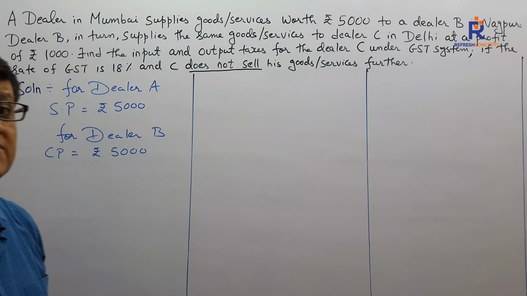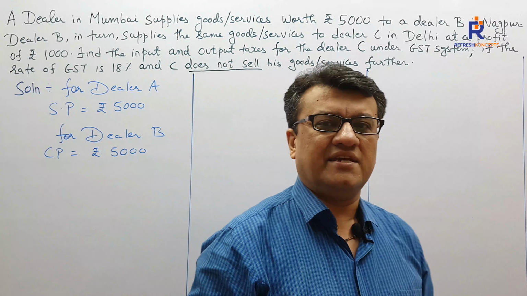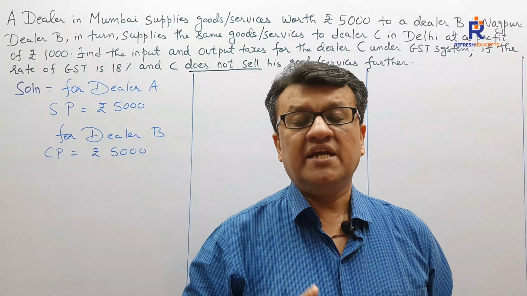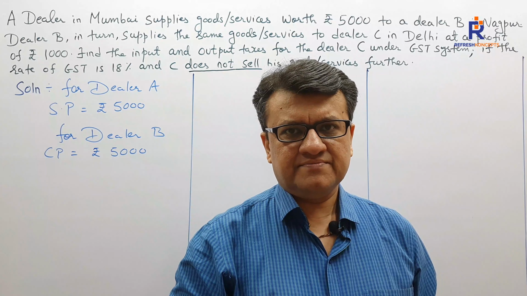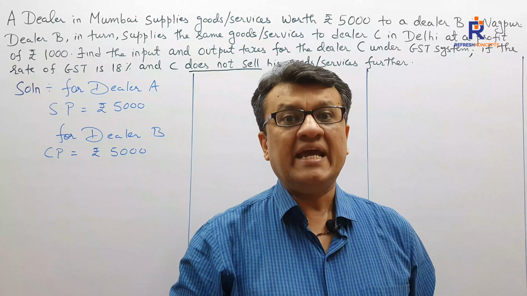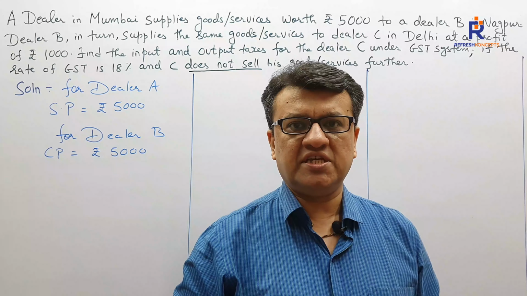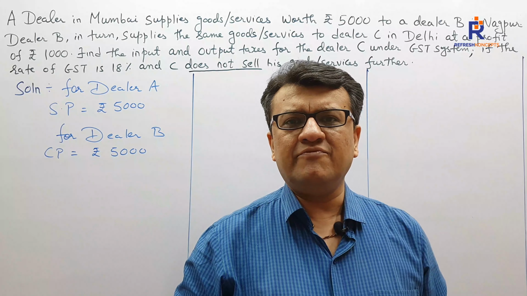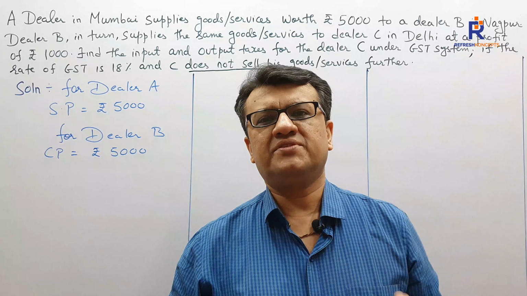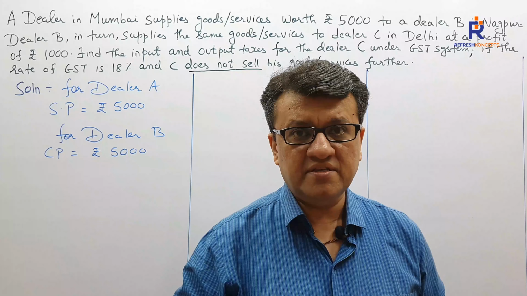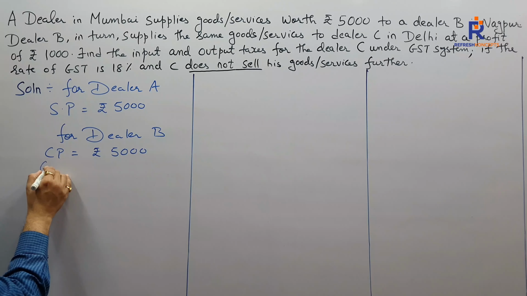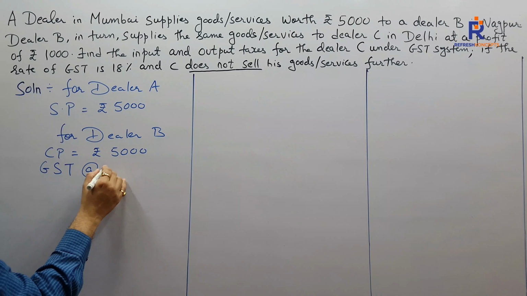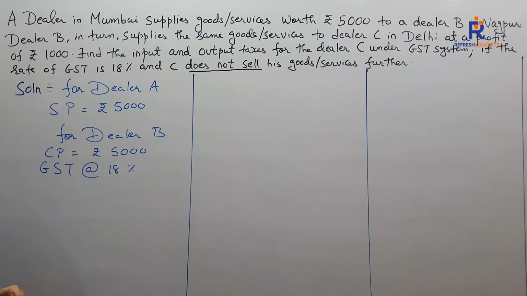Now, since dealer B has purchased the item intrastate, should you go for a tax? Yes. GST is 18%. So either you work out 18% of 5,000 and then bifurcate into two equal parts, SGST and CGST, or you can work out individually SGST 9%, CGST 9%. Choice is yours. So what I'm doing is working out individually. For dealer B, CP is 5,000. Now GST, we mentioned, is at the rate 18%.